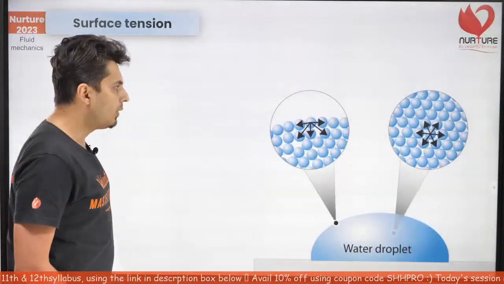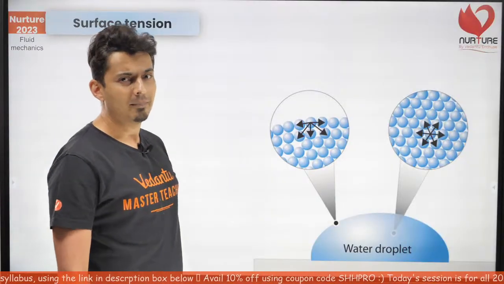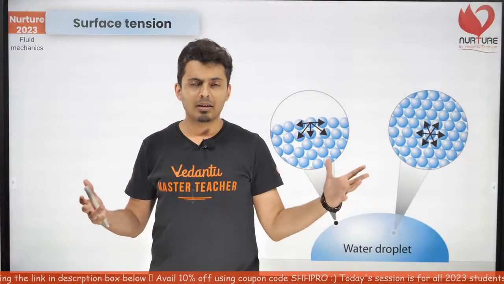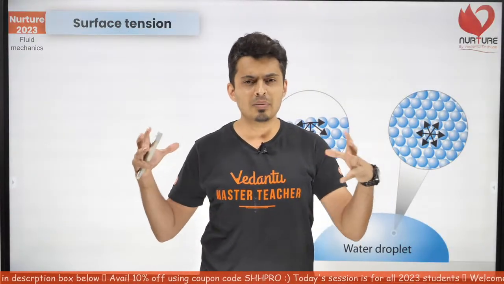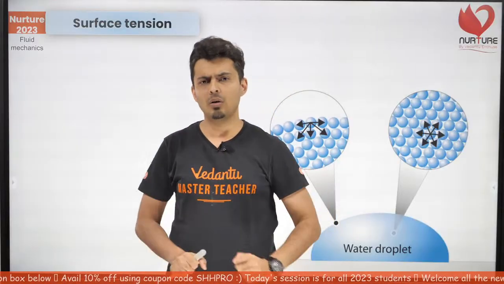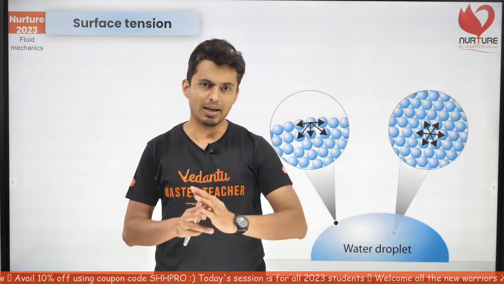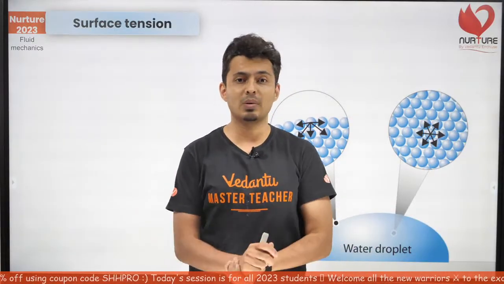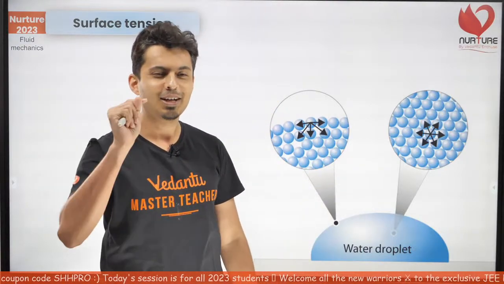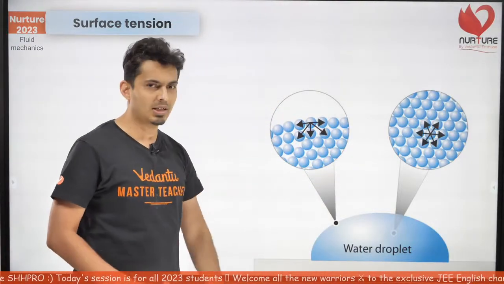Now, I want to know, why does this property come? Why is it that the liquid surface always tries to minimize its area? Why doesn't it try to maximize? Why isn't it just happy with whatever it has got? What is the reason behind it? So let's understand it from a molecular perspective.